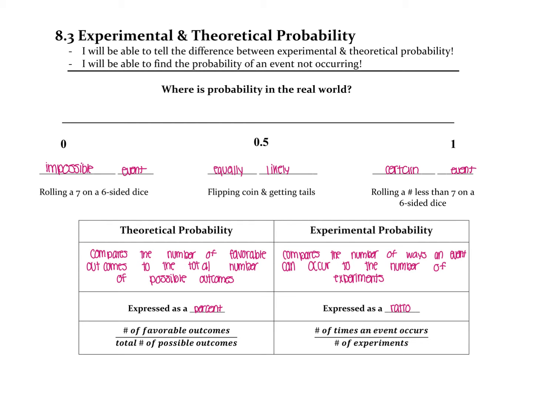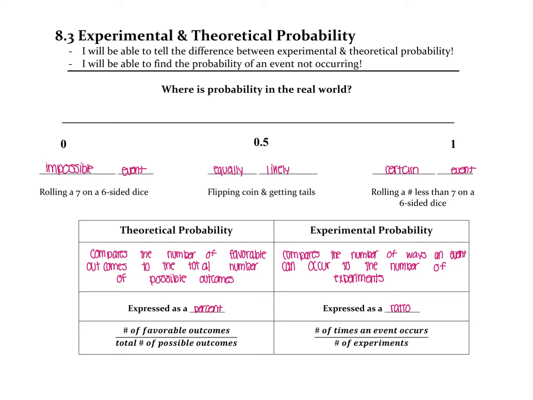In this video, we are going to be discussing calculating experimental and theoretical probability. We're going to talk about how to tell the difference between when it's experimental and when it's theoretical, talk about how to calculate those probabilities, but then we're also going to spend a little bit of time talking about finding the probability of an event not occurring.